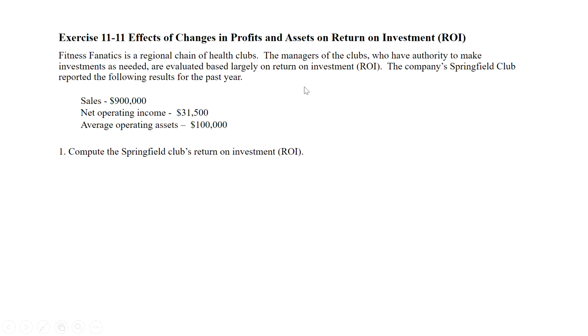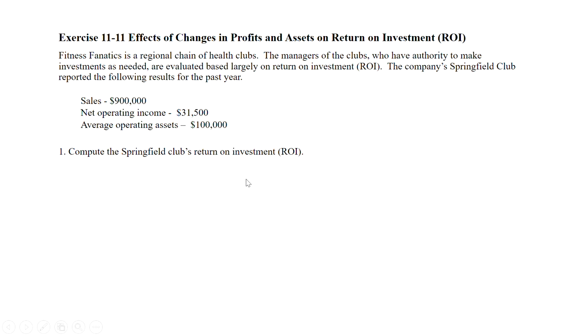The managers of the club have the authority to make investments, but they're evaluated largely based on ROI, which is also return on investment. The Springfield Club just reported the following results for the past year: sales of 900,000, net operating income of 31,500, and average operating assets of 100,000.